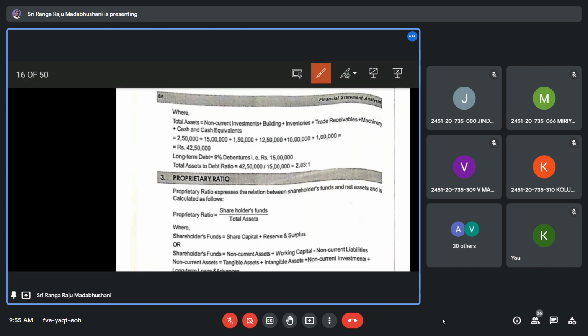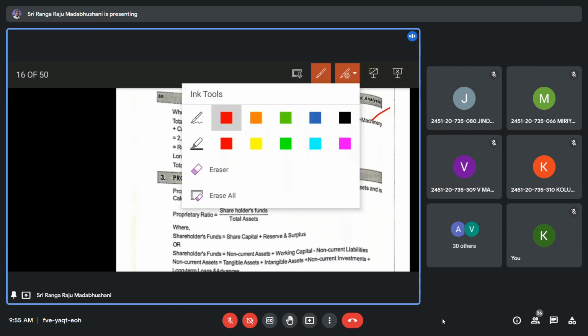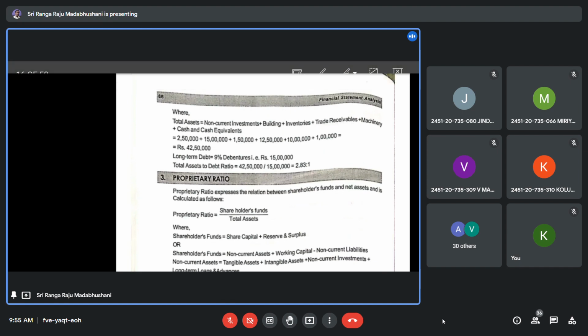Assets: non-current investment, building, inventories, trade receivables, machinery, cash and cash equivalents. So the sum of this is 42 lakhs 50,000. Long-term debt is 9% debentures only, 15 lakhs. 42 lakhs 50 by 15 lakhs is 2.83 is to 1. So satisfactory. The firm's financial position is okay. So solvent.